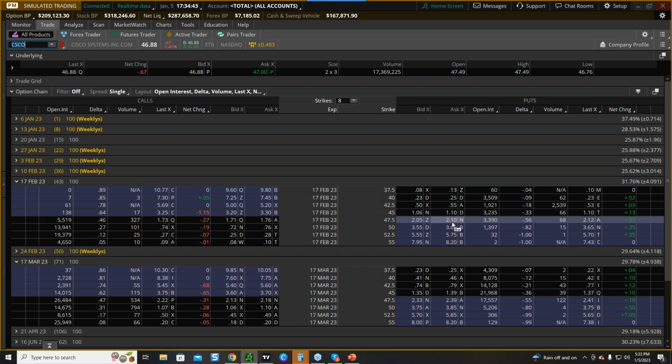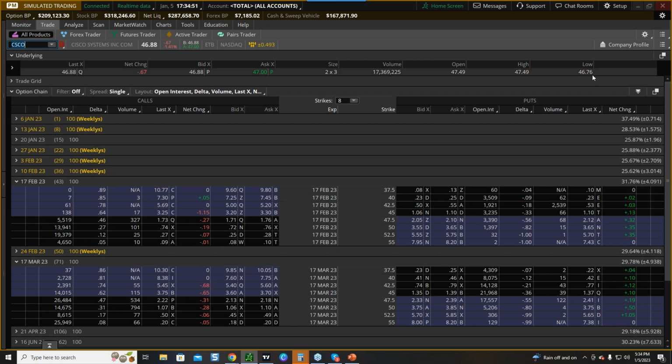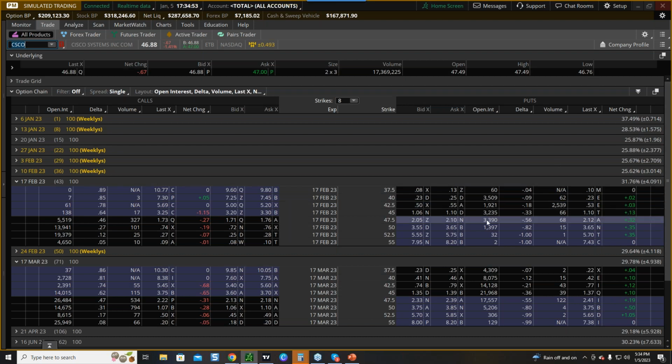46.88 is the last price. I don't want to buy it here. I want to buy it 1 tick below the low. I already know the low is 46.76. So what I'm going to do is right click.